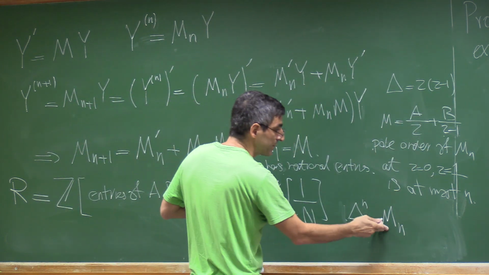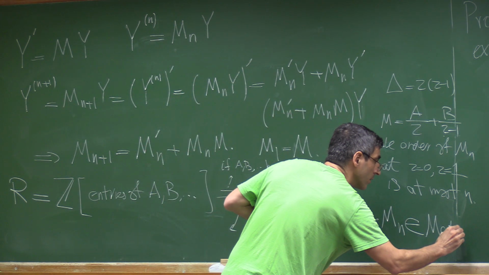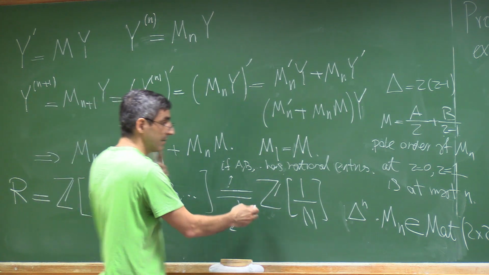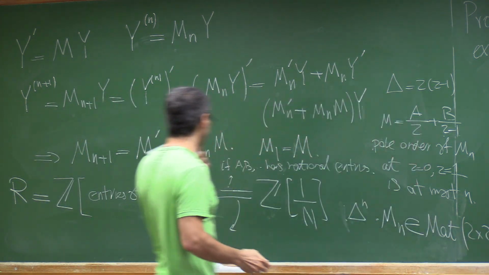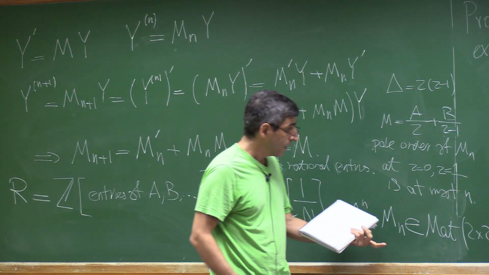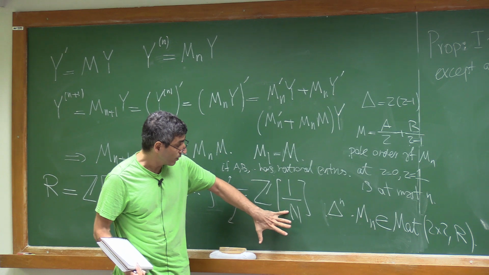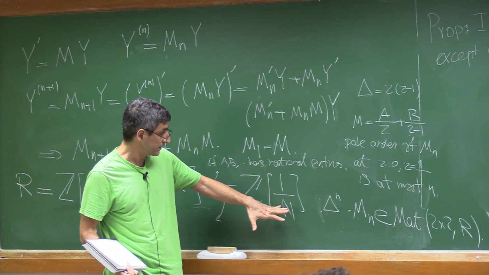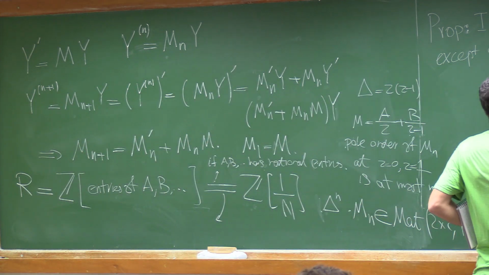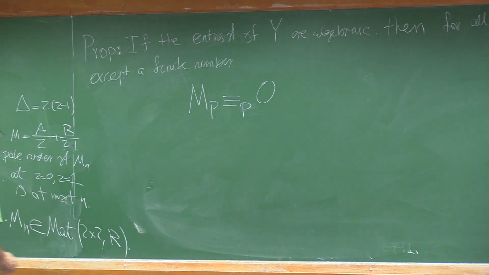So delta^n times M_n will be a 2 by 2 matrix with coefficients in this ring. This is just by the recursion. Once you have, for example in this case, rational coefficients, then you can do mod p. Of course, you have to cut out the primes dividing this n. This is the first class of bad primes. So what I'm saying is that this M_p mod p must be 0.